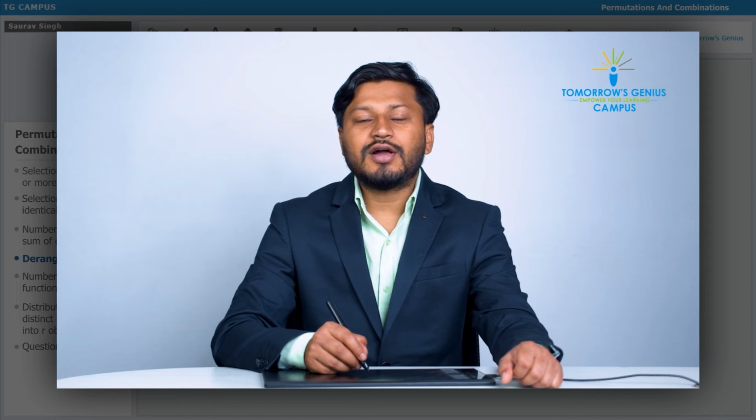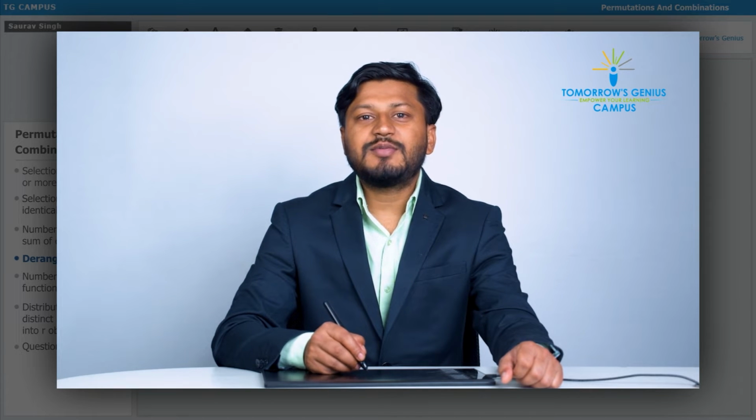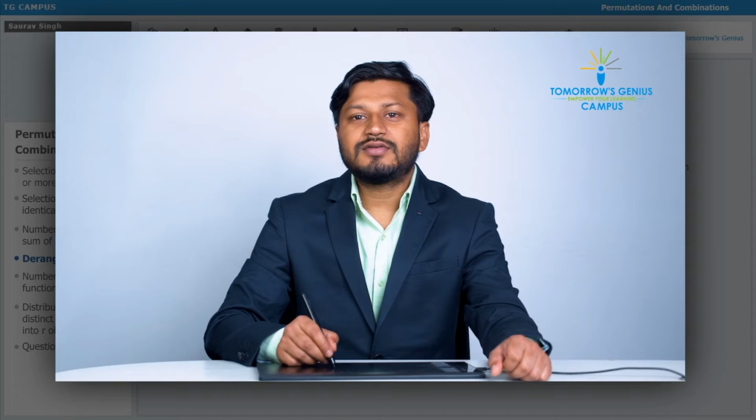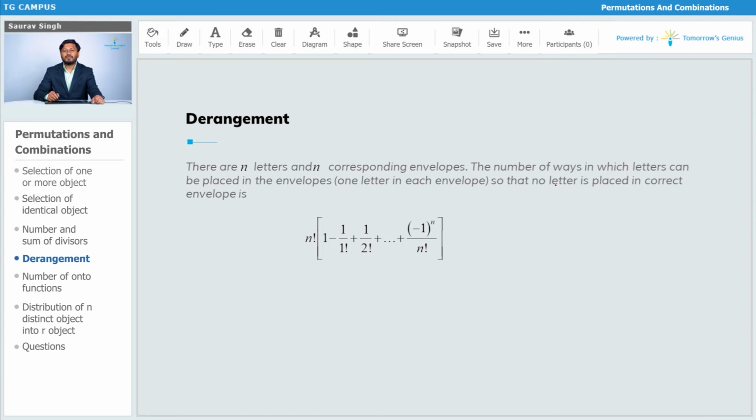Earlier we were talking about arrangement. It means we are arranging. Suppose we have 5 boxes, we want to arrange 5 balls into that. That gives us 5 factorial. But now we are going to learn about derangement.